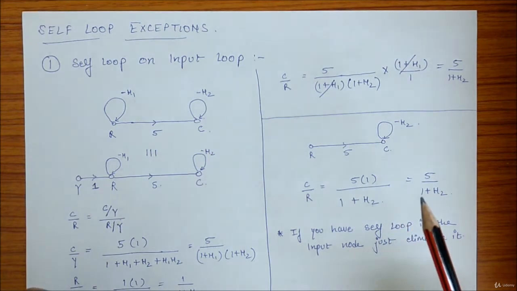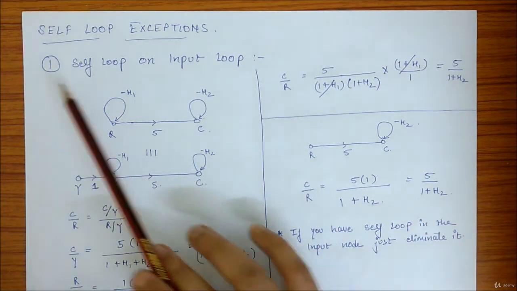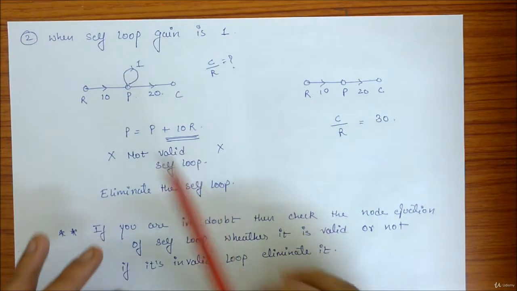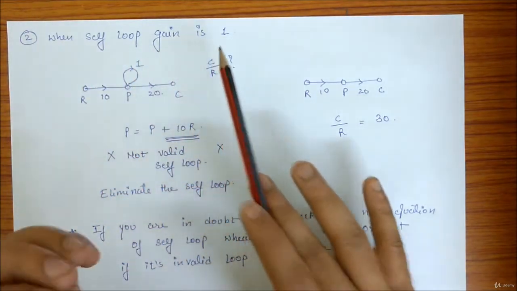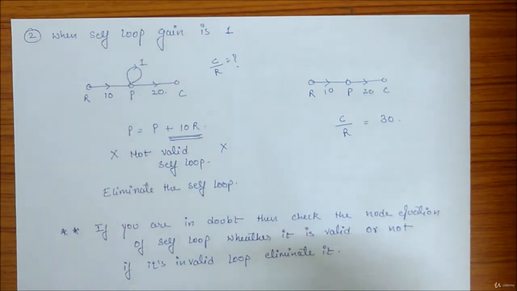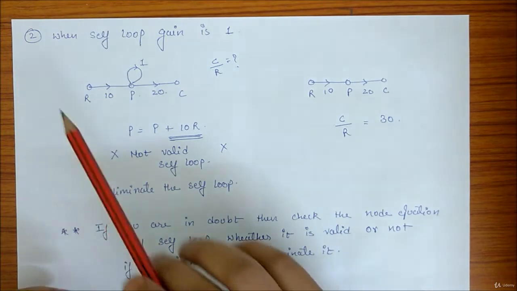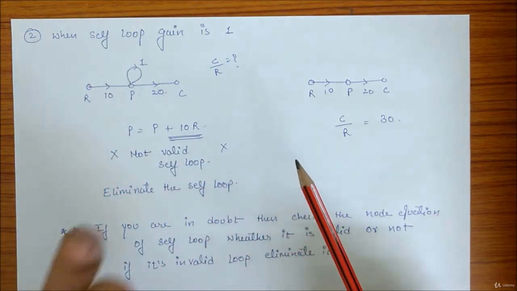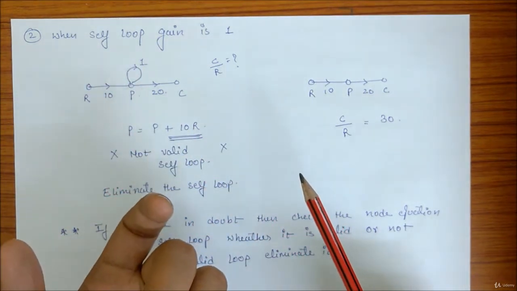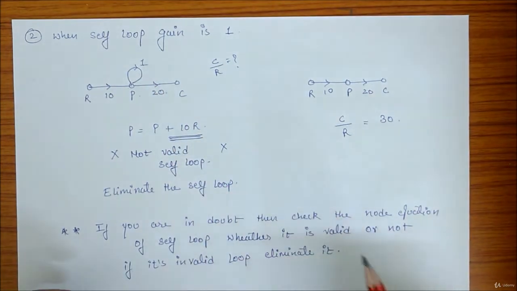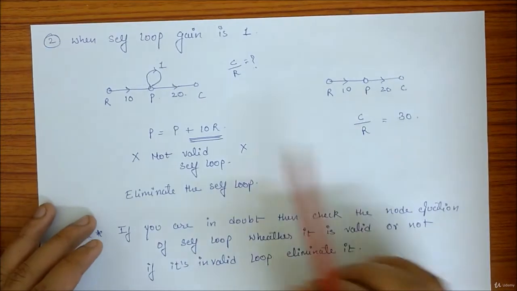So this is one exception. Now I am going to tell you about the next exception. Whenever the self loop gain is 1, you have to eliminate that self loop. Again, when the self loop gain is 1, you have to eliminate that self loop. Why? See this example.